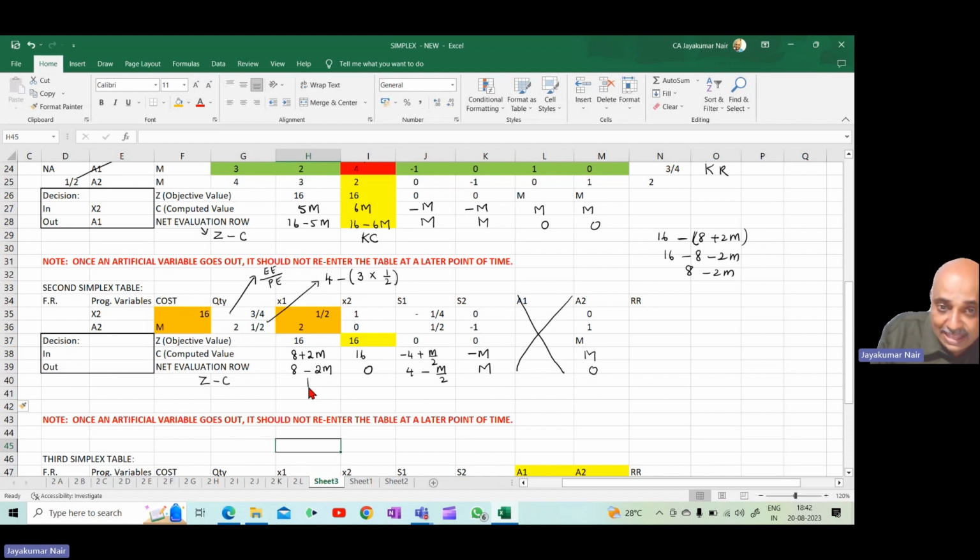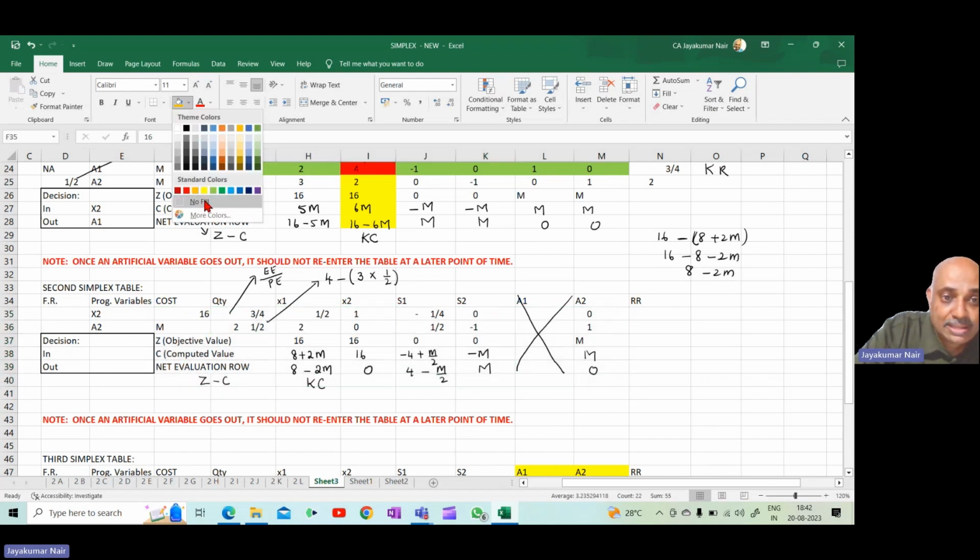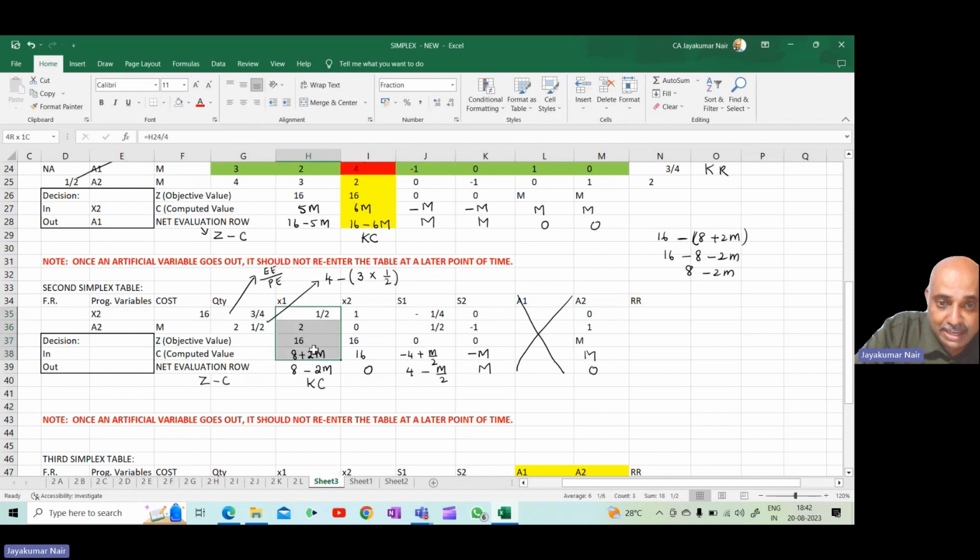So I will take this. This is the least. So this will be the key column, because here it is 4 minus half of m. Here it is 8 minus 2 times m. So I have to identify which one is the key column. I've identified the key column. So this will enter the table. I'll put this in one box. So this is the key column. The key column element will enter the table.